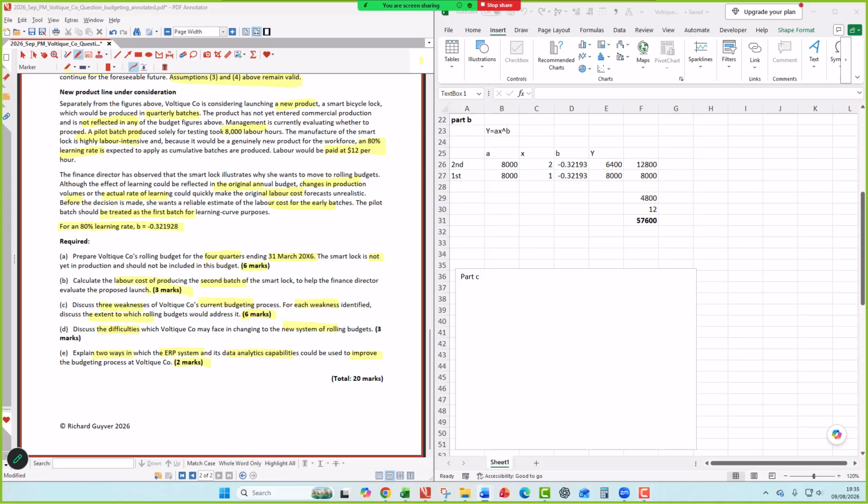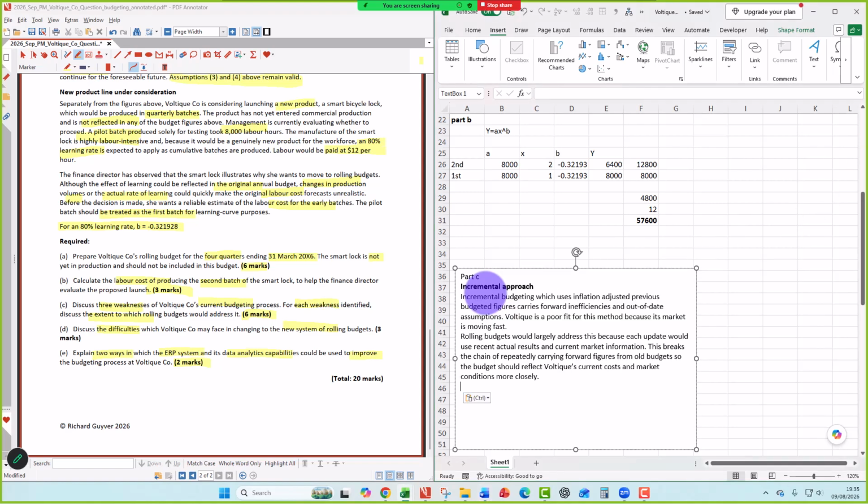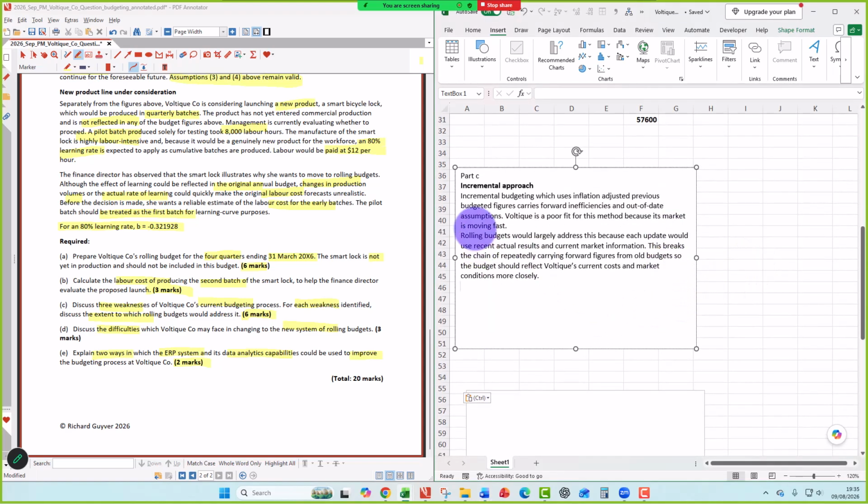So there are probably several that you could pick up on. The first one I chose was that it uses an incremental approach. So let me put it here, what I put together earlier. One of the weaknesses is that it uses incremental approach, which means it takes the previous budgeted figures and adjusts them for inflation. So that's the what. I'm saying what the problem is, but I haven't really said why that's a problem for Voltique, because that's not always a problem. For some companies, that's fine.